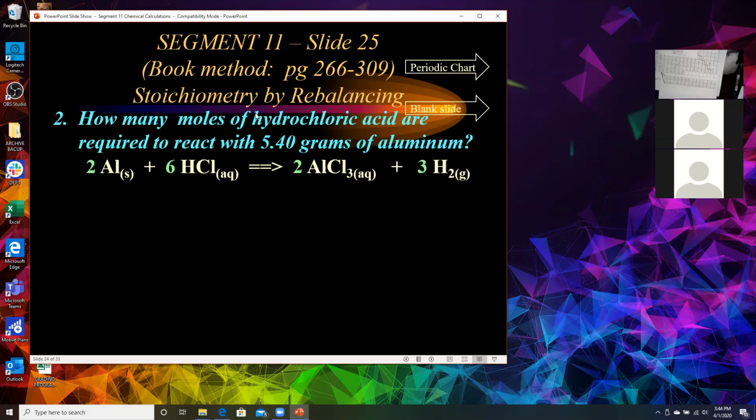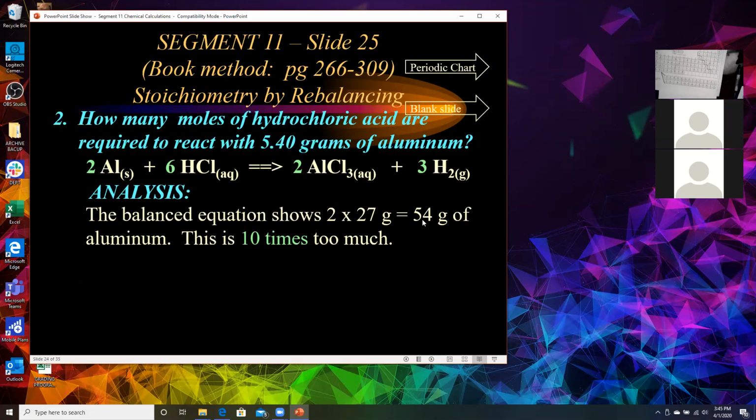Now, how many moles of hydrochloric acid are required to react with 5.4 grams of aluminum? Well, what do I want? I want 5.4 grams of aluminum. Well, the equation is showing 2 times 27 is 54 grams. Okay, that's 10 times too much. What I need to do is divide through by 10.